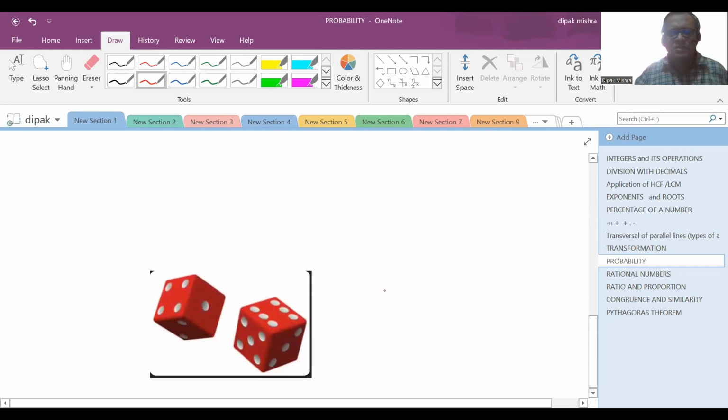There can be other cases as well, like dice. If you throw a dice, what is a dice? How many digits are on each face? There are 6 digits, starting from 1 to 6. We can say 6 is opposite to 1, 4 is opposite to 3, and 5 is opposite to 2. That's a standard dice.